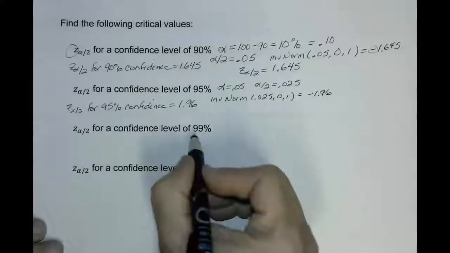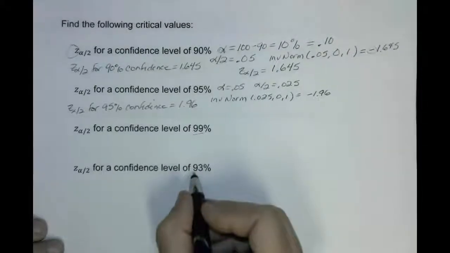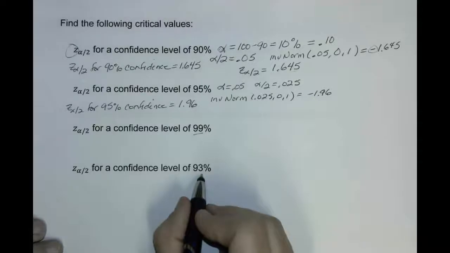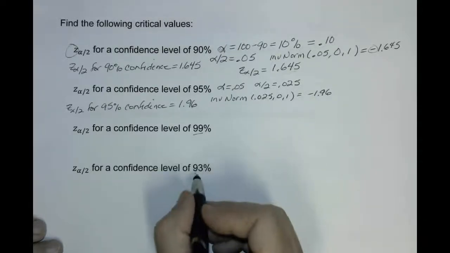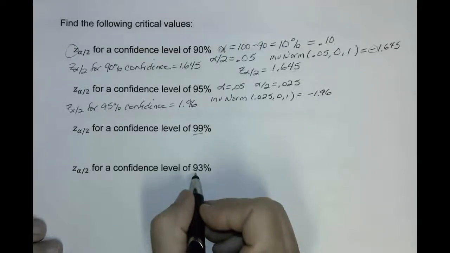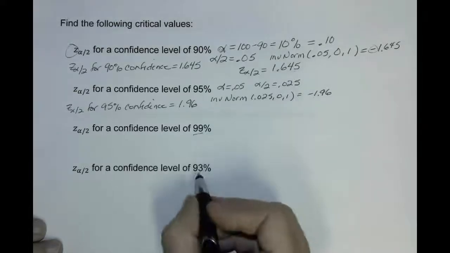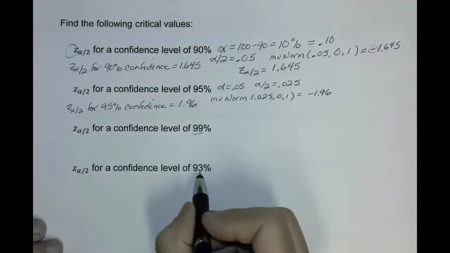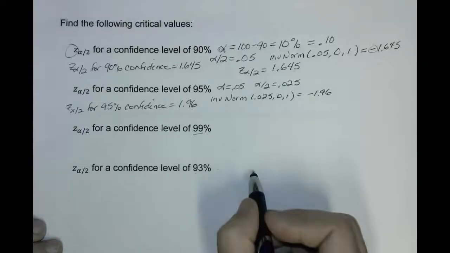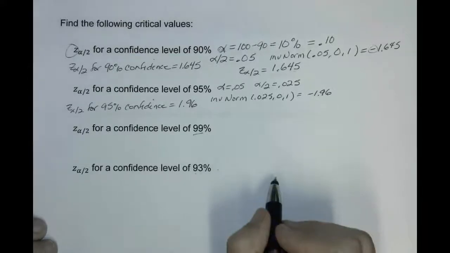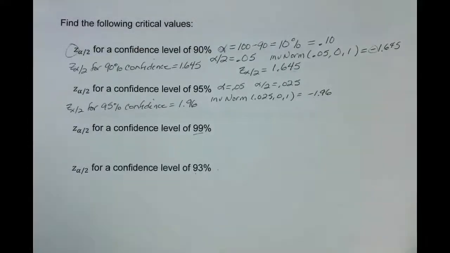You can do the same thing to find the Z for this one. Now this is one more like you might get on a test because it's asking you for a little bit different confidence level, so it might be one that you've never found before. But you just go through the same process. Find the alpha over 2, and then put it into your inverse norm on your calculator.